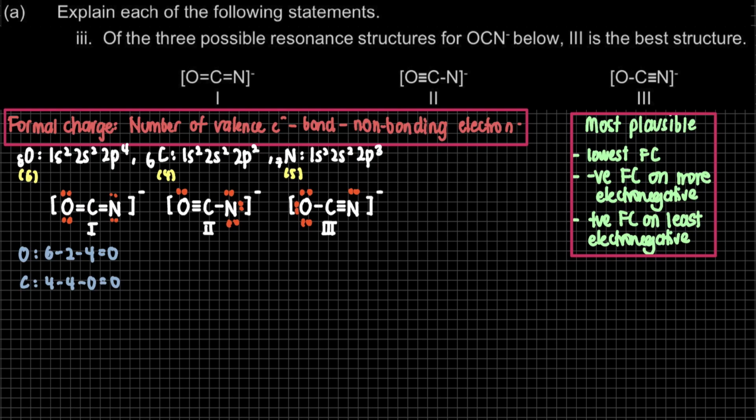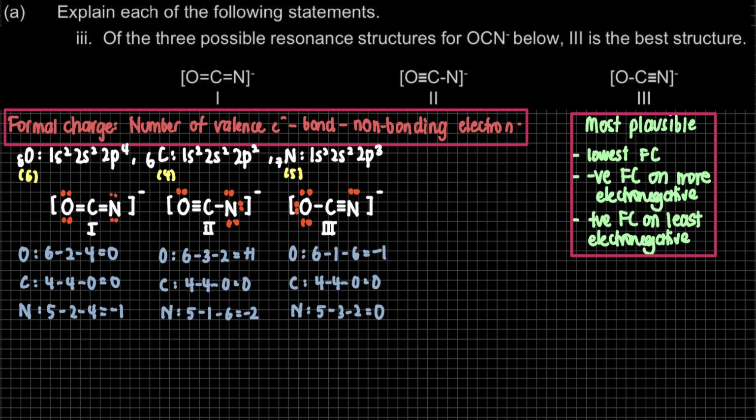Minus 0 because we have no non-bonding electrons here. Next is nitrogen. Nitrogen has 5 valence electrons, minus 2 minus 4, equal to negative 1. Okay, so why minus 2? We have 2 bonds here. 4 because we have 4 non-bonding electrons. Okay, so I've shown you the calculation steps only for structure 1. Then you can attempt structures 2 and 3 by yourself. So these are all the formal charges of each atom in these 3 structures.